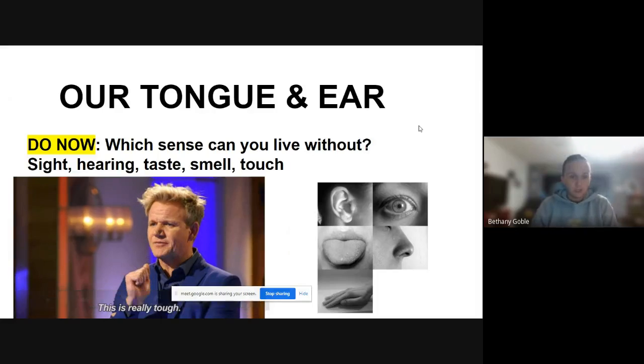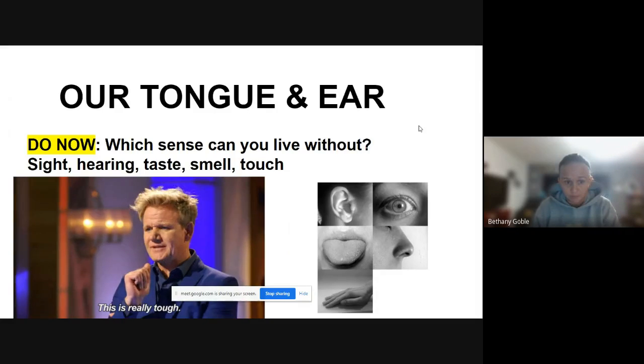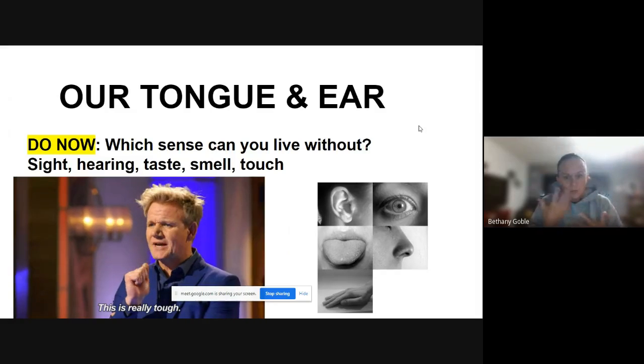Which sense can you live without? Remember, there's 5 senses, right? You got your sight, your hearing, your taste, your smell, your touch. We talked about our sight just yesterday when we talked about our eyes. Today we're going to talk about our hearing, a little bit about our taste, which also affects your smell, and then obviously a sense of touch, which we'll focus on tomorrow when we talk about our skin.